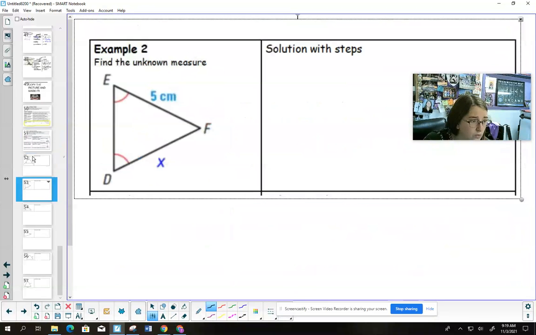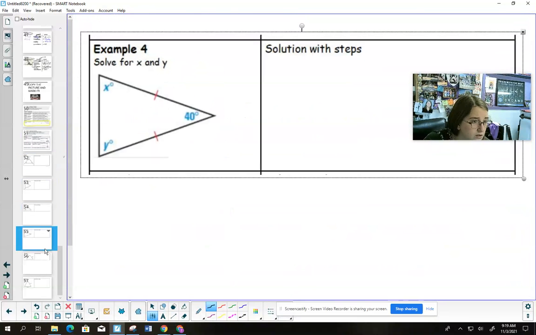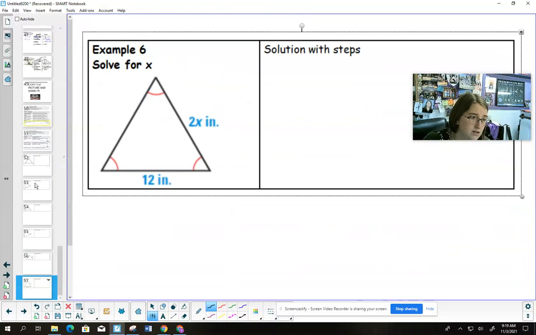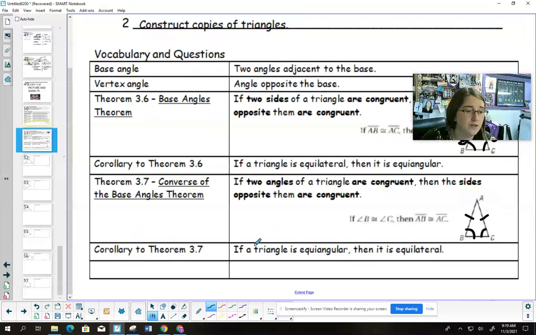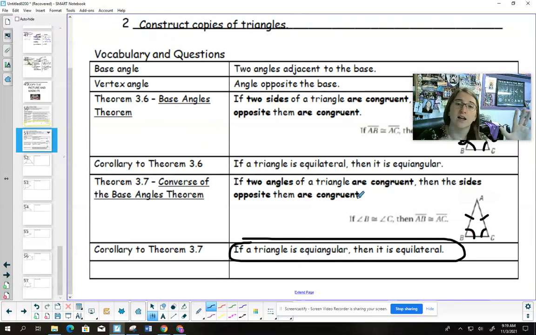I want to double check one thing really quickly here. One last fact, and we've already talked about this as well: if a triangle is equiangular, then it is equilateral, and vice versa. If I know all three angles are the same, it's guaranteed all three sides are going to be the same as well, and vice versa.